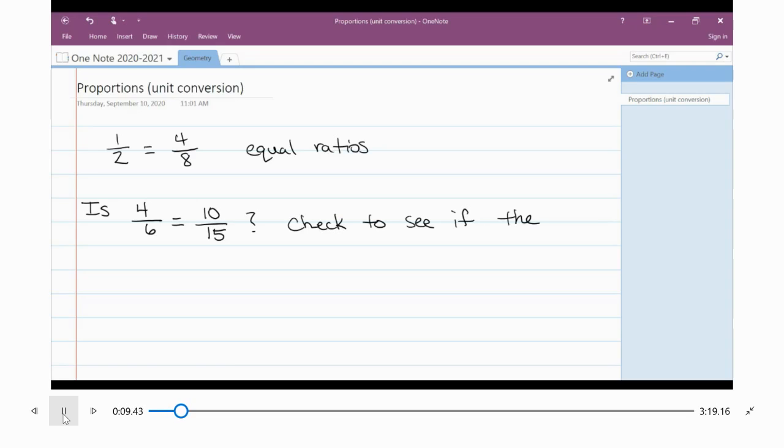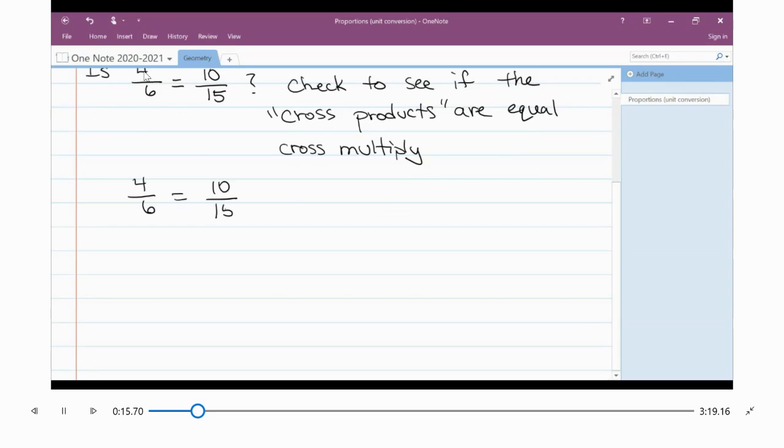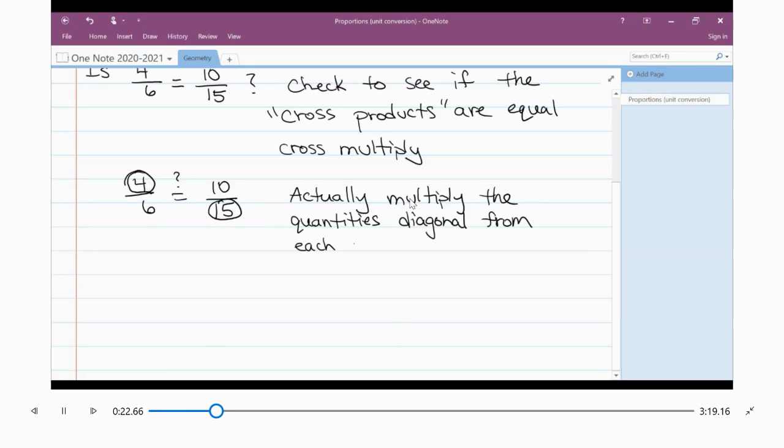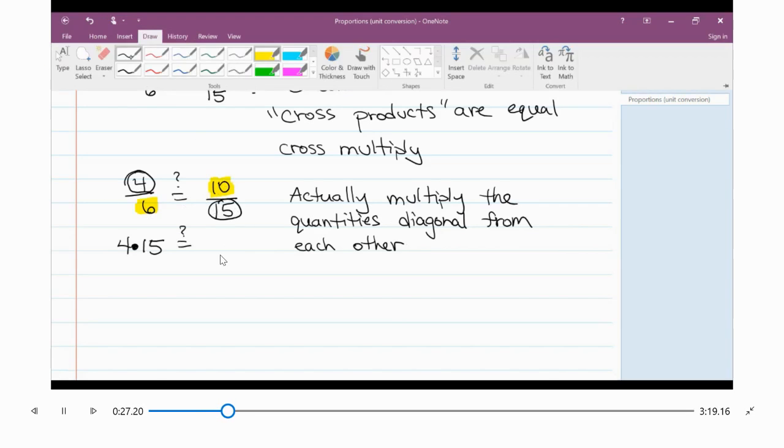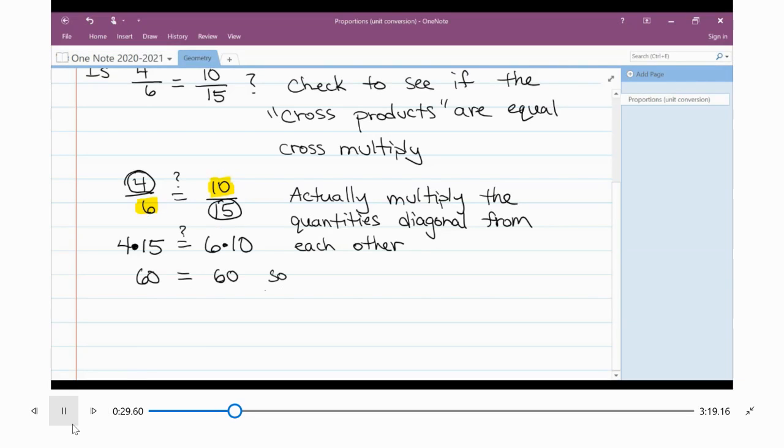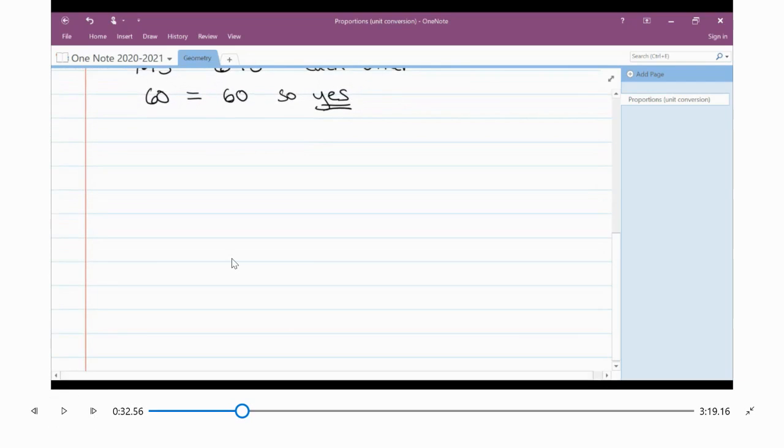One way to check to see if two ratios are in fact equal is we could check the cross products. So that means we're going to multiply diagonally 4 times 15. Okay, so I'm trying to explain that right there. Multiply diagonally 6 times 10. Those are the cross products. Since it worked, since it's equal, the answer is yes. That was a proportion because the ratios were equal.